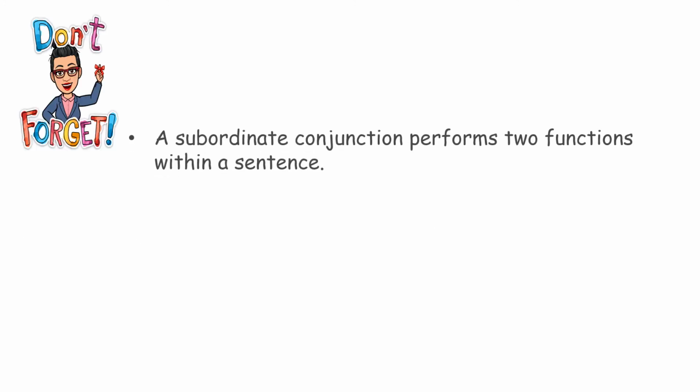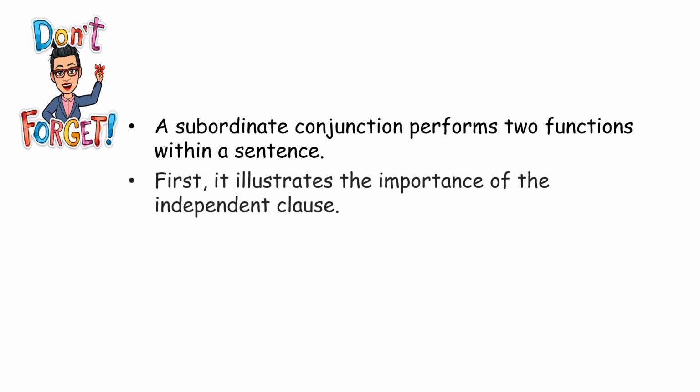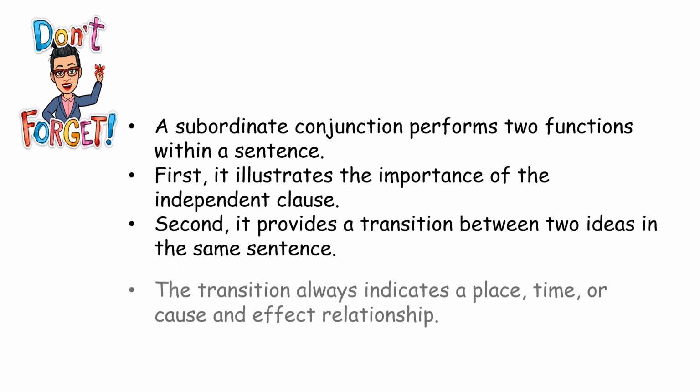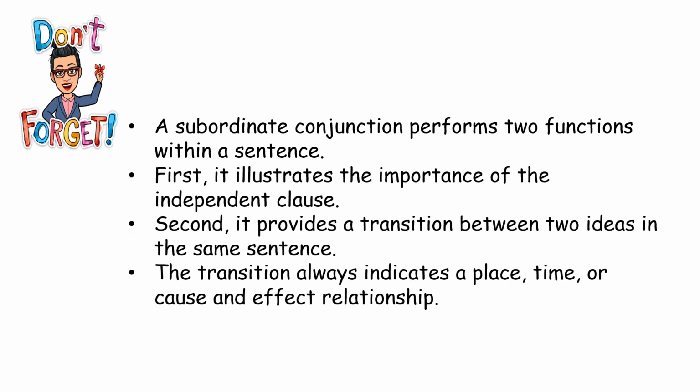Always remember that a subordinate conjunction performs two functions within a sentence. First, it illustrates the importance of the independent clause. Second, it provides a transition between two ideas in the same sentence. The transition always indicates a place, time, or cause and effect relationship.